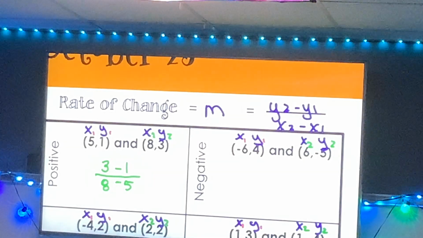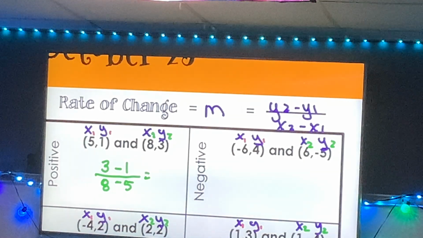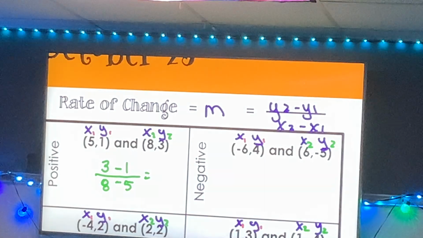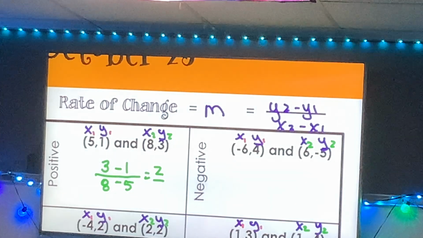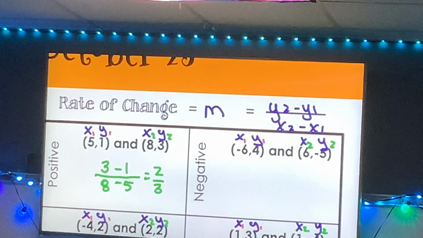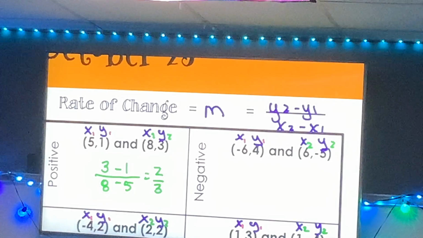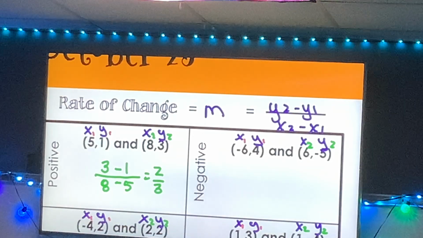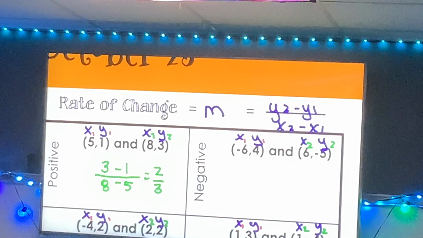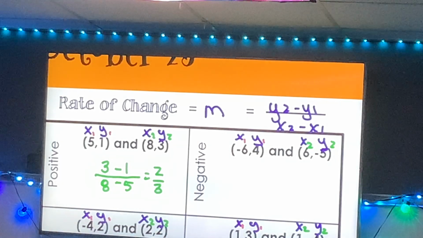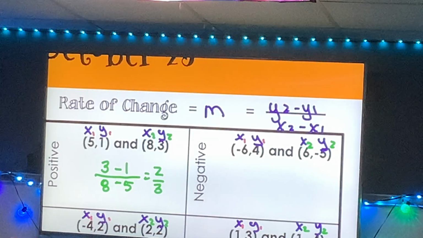So now, pick up your calculator. Hopefully you don't need it, but what is 3 minus 1? What is 8 minus 5? And I'm done. So when you have ordered pairs, you can do this option instead of stack count for enter, because that would have given you 0.6 repeating, right? And then you would have had to change it to a fraction. Right here, you're done.